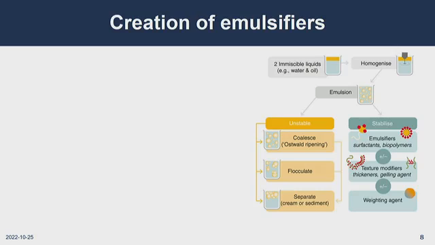Sometimes they're called surfactant or biopolymer. Depending on the product, we can add a texture modifier, thickener, or gelling agent. We can add carrageenan, we can add modified starch, etc. And then we can add different maltodextrins or other starch as a weighing agent or a thickening agent, the one that increases the viscosity.